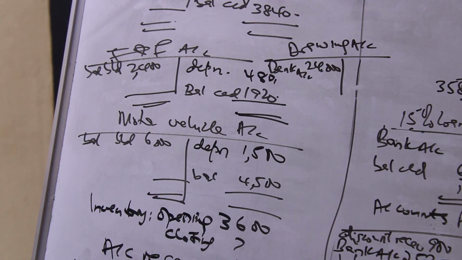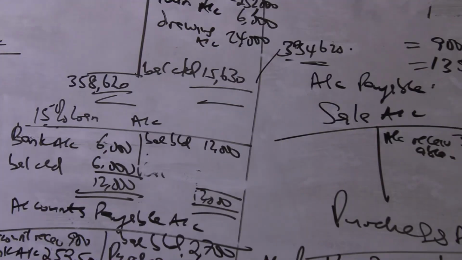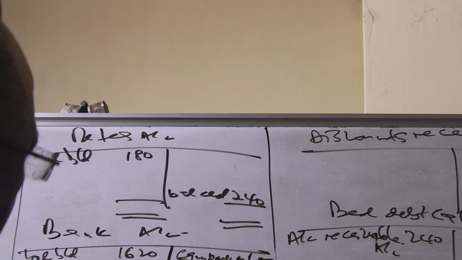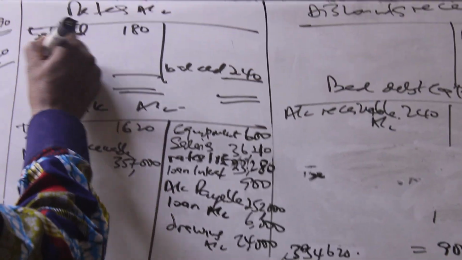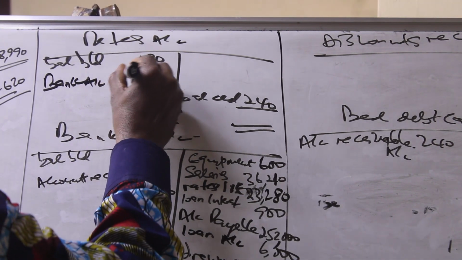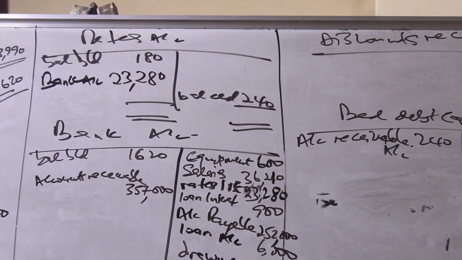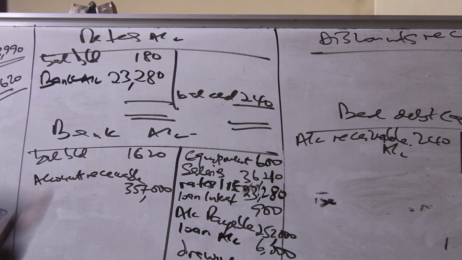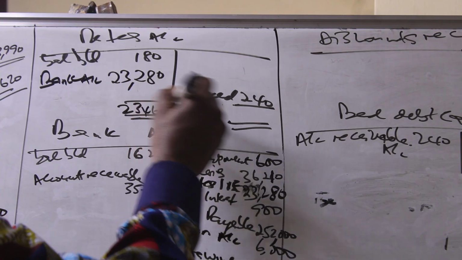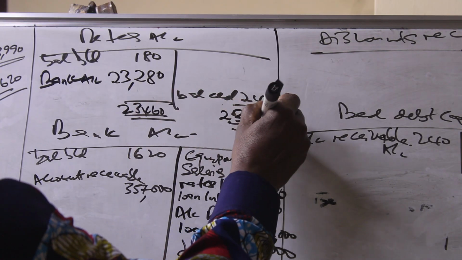Accounts receivable, loan, interest, we know it's 13 something. Rates, you can see the rates. We actually paid rates through bank, rates and interest 23,280. This is the opening, this is the closing. 180 plus 23,280, we get a figure of 23,460.